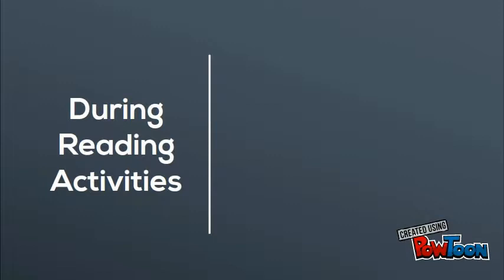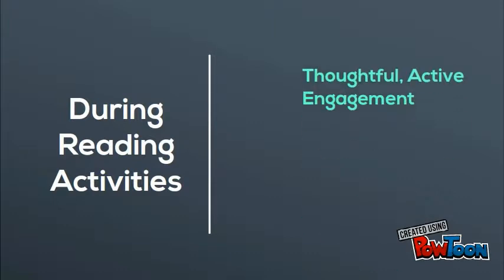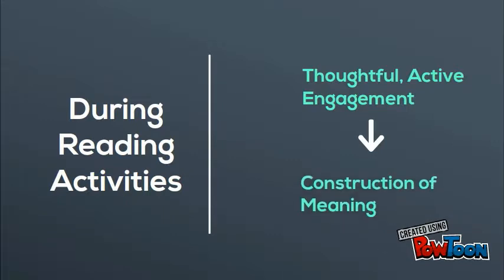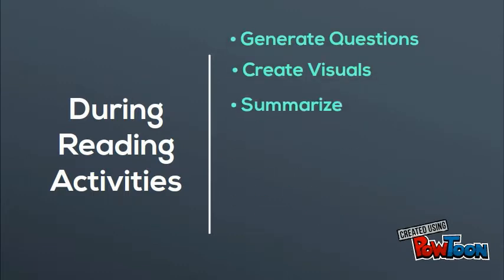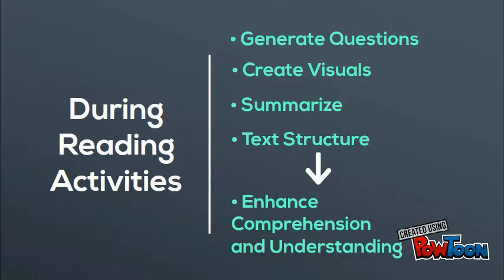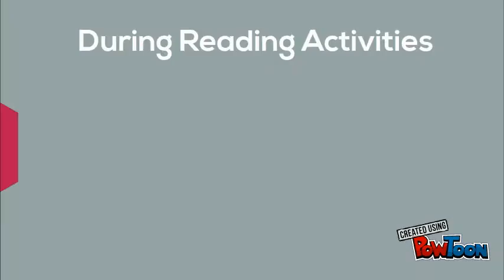The second type of literacy strategies we're going to look at are called during reading activities. According to Yope and Yope, during reading activities help students participate in thoughtful, active engagement, which is necessary for the construction of meaning. They also say that strategies that make students generate questions, create visuals, summarize, and look at text structure enhances their comprehension and understanding of literature.